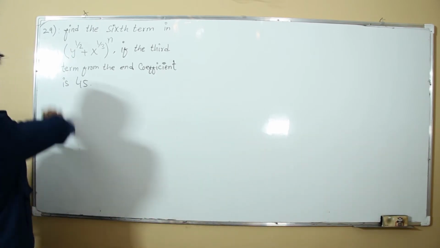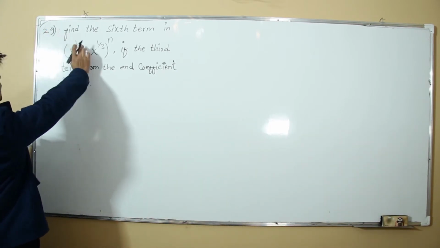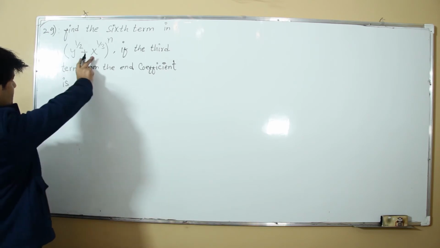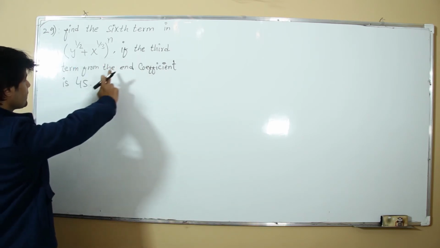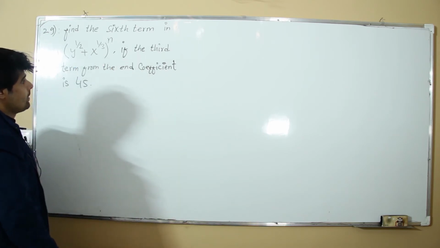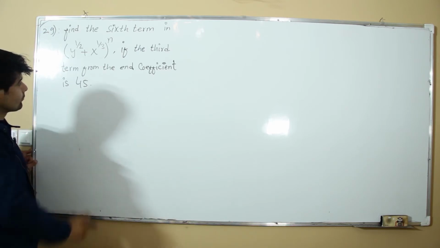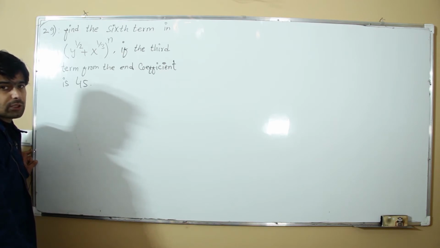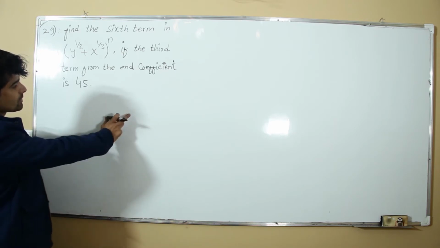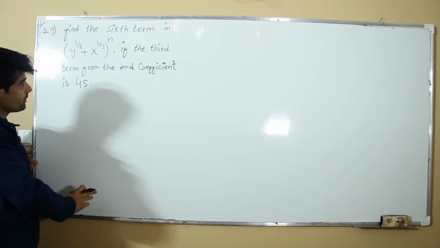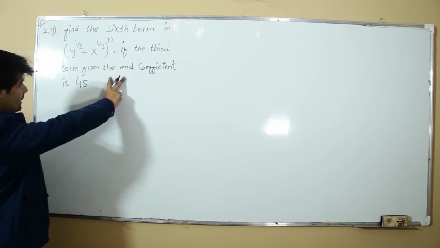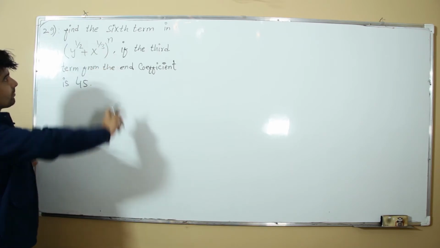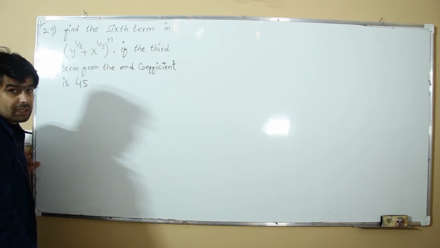Question 29. Find the sixth term in this expansion if the third term from the end has coefficient 45. I'm sure that you can solve this question. Why? Because in the previous lecture I solved such questions when the terms from the end are given or terms from the beginning are given.